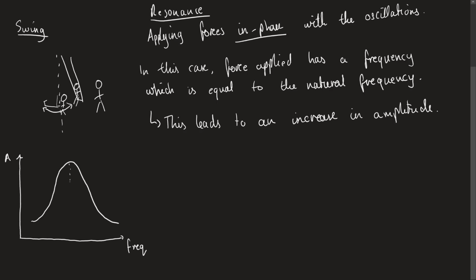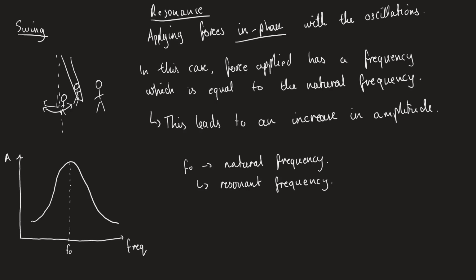But if we apply a force exactly equal to the natural frequency, which I'm going to call F0, so F0 is the natural frequency of oscillation, then we see that we get the maximum possible amplitude. And F0 is therefore referred to as the resonant frequency. Okay, so if we apply a force in phase to a natural frequency such that we have the maximum amplitude for those oscillations, that is referred to as resonance.